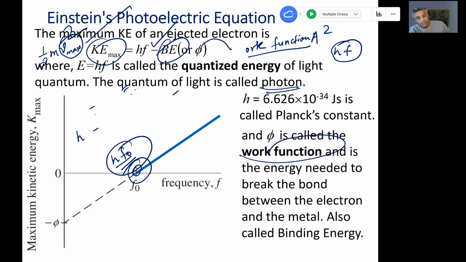Hey, we passed our break time. So let's take a break and we'll look at one example of using this equation to solve a problem, okay?